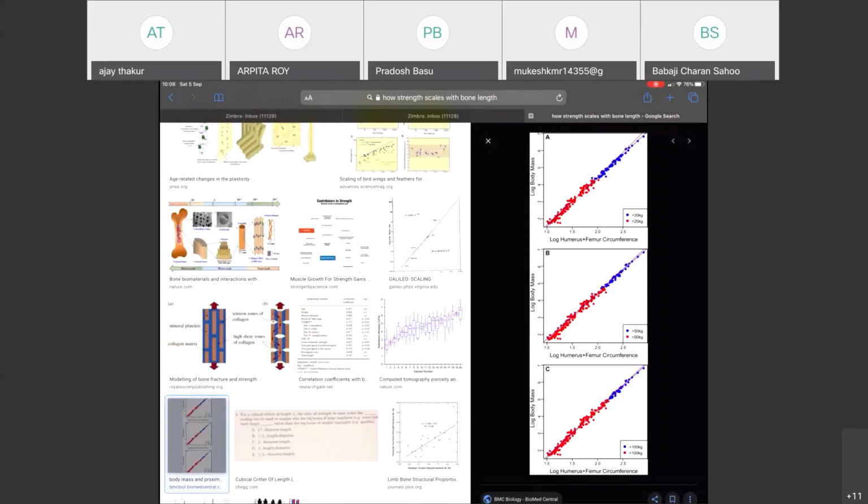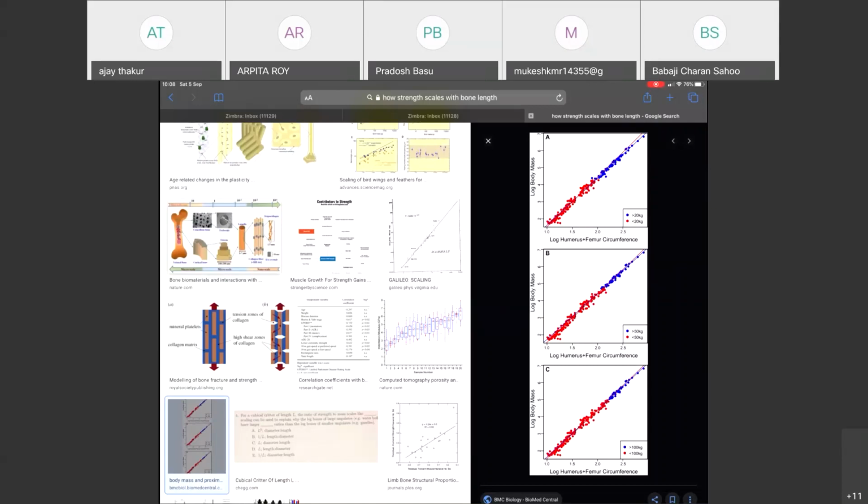Okay, so here you can see that one has plotted body mass as a function of the femur circumference. So we just saw a bone, which is here, on the left side. On the left hand side, you can see a picture of a femur bone. That bone will have a given circumference, right? So what has been plotted is body mass as a function of femur circumference.